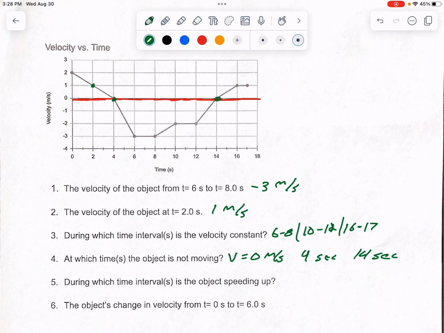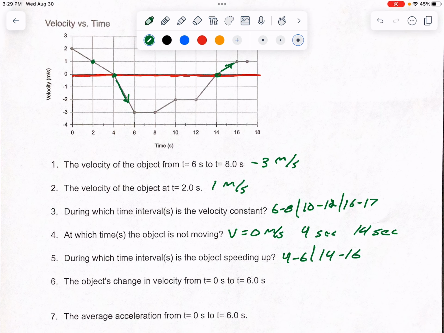During which time intervals is the object speeding up? We're looking for when you are going away from the 0 line. So we're going away from the 0 line from 4 to 6 seconds, and from 14 to 16 seconds. Anything else, you're either going constant or you're going towards it, which would be slowing down.